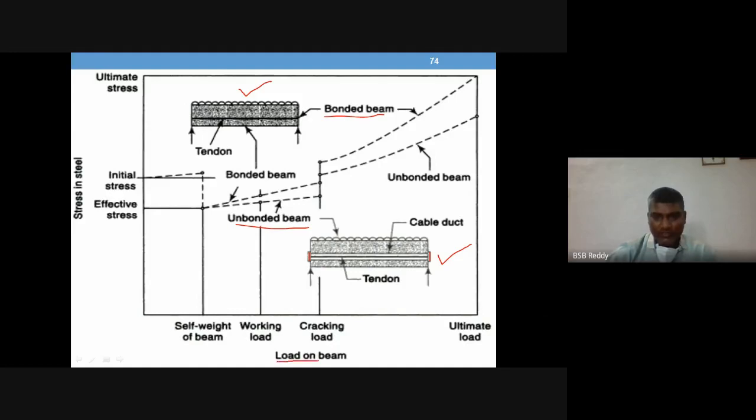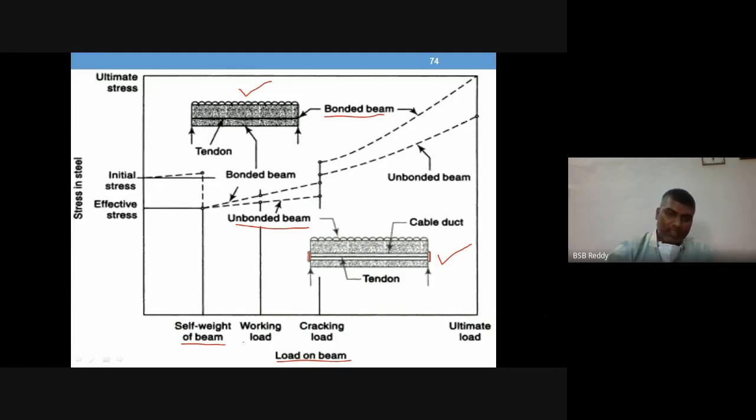On the x-axis we have load on the beam, and the loads we have put in terms of four categories. When you have just the self weight of the beam, that is what we call at transfer. When the stress is transferred from tendon to the concrete, we call that stage a transfer stage.